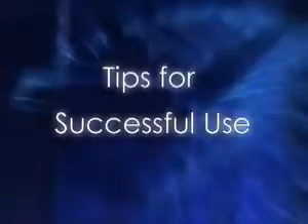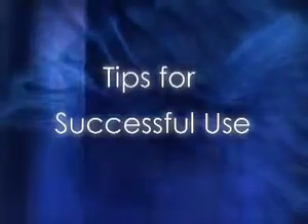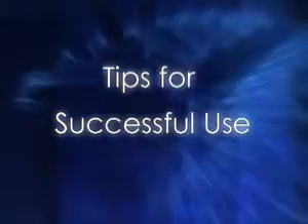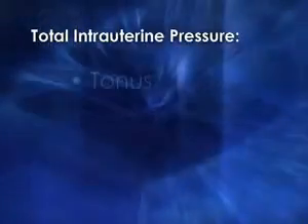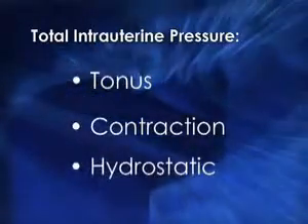The following segment outlines scenarios that can affect the accuracy of intrauterine pressure readings and illustrates how the Koala can be used to correct these errors. Total intrauterine pressure is comprised of three elements: tonus pressure, contraction pressure, and hydrostatic pressure.